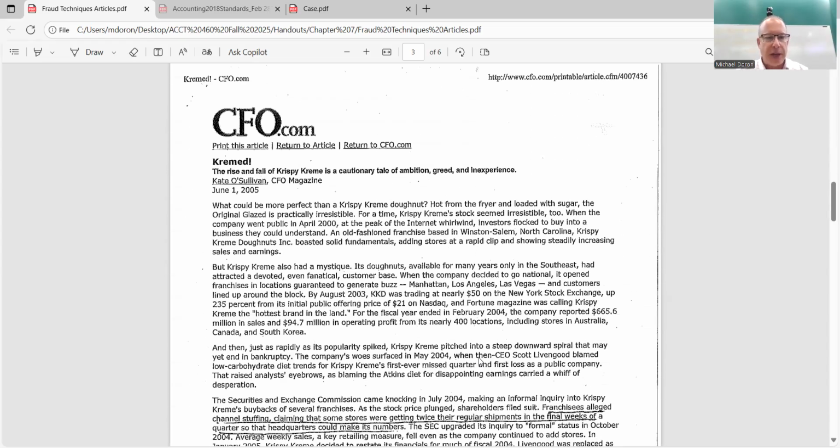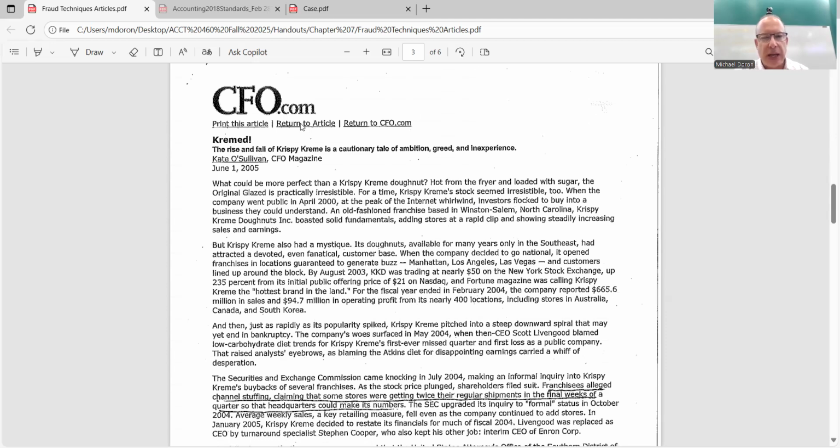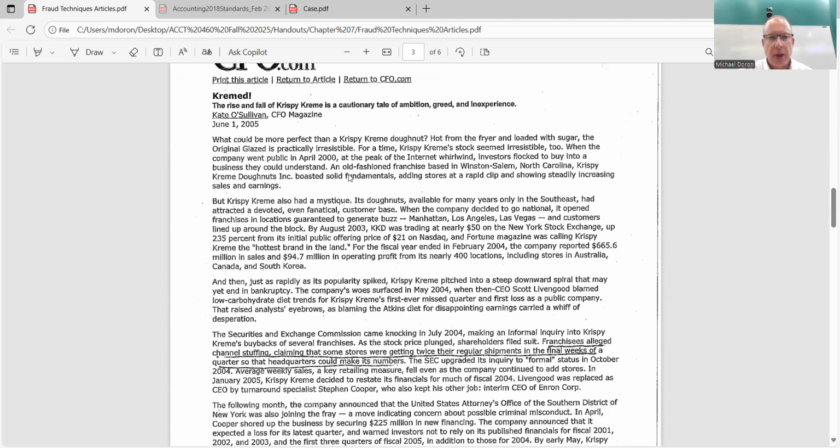Another one, you guys might have heard of this example. This was a real life case with Krispy Kreme. This is called channel stuffing. Franchisees alleged channel stuffing, claiming that some stores were getting twice their regular shipments in the final weeks of a quarter so that headquarters could make its numbers.